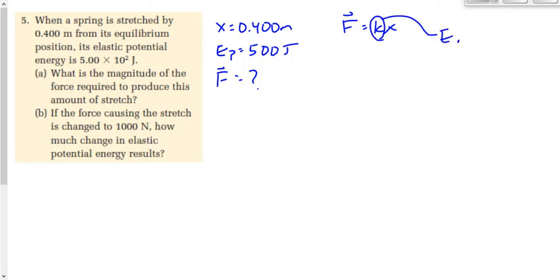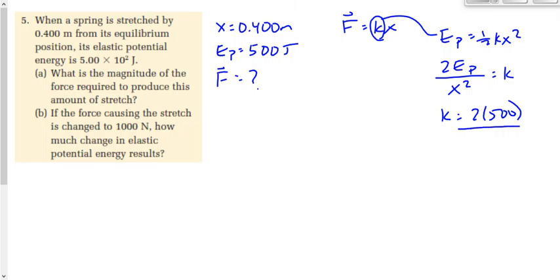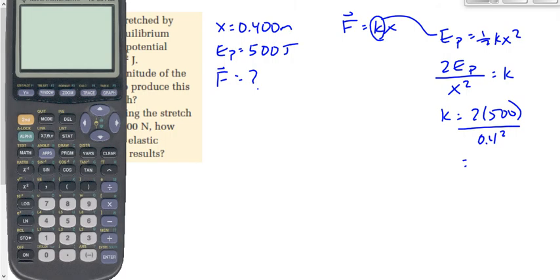So we're going kind of backwards this time compared to the last question. EP is equal to 1/2 kx squared. Let's solve for k. Let's take the half over by multiplying by 2. Divide by x squared equals k. So it becomes 2 times 500 divided by 0.4 squared. And what does that give me here? 1,000 divided by 0.4 squared is 6,250.